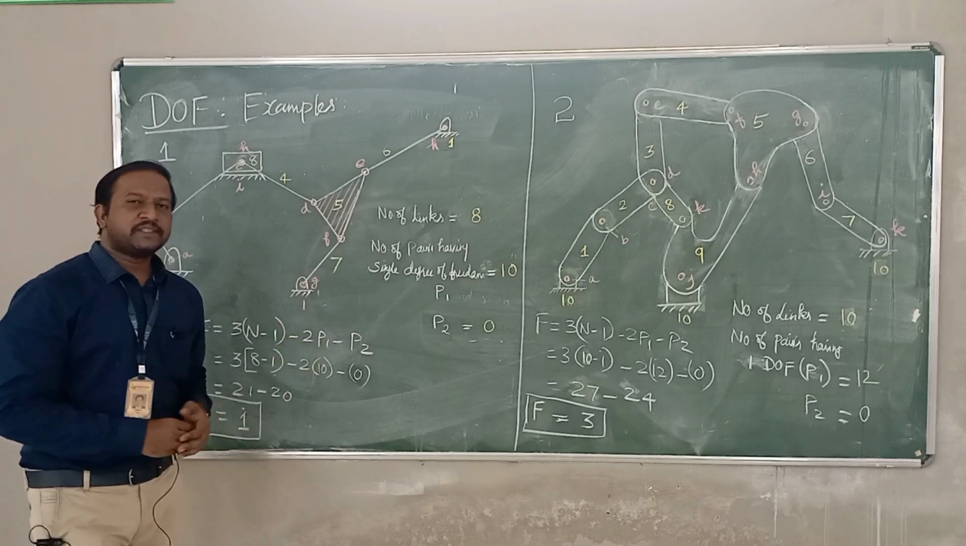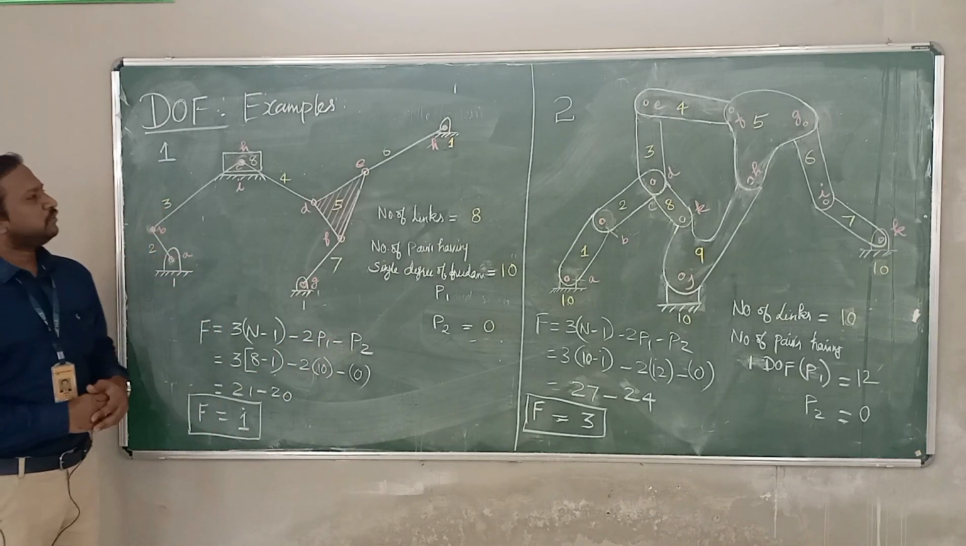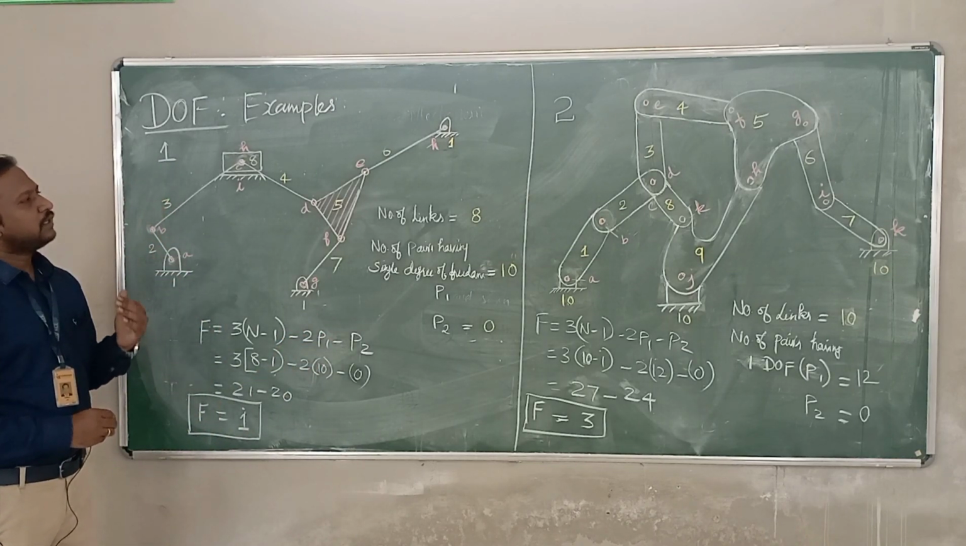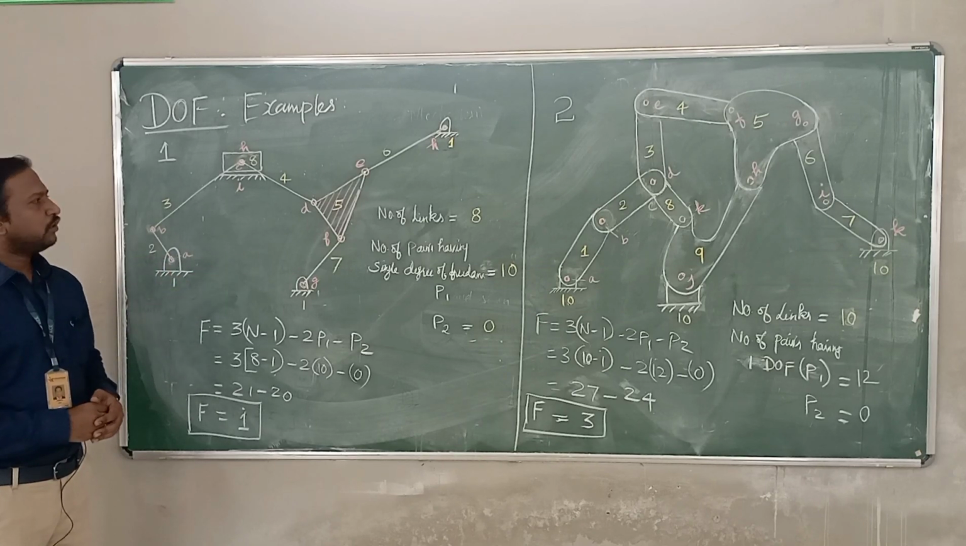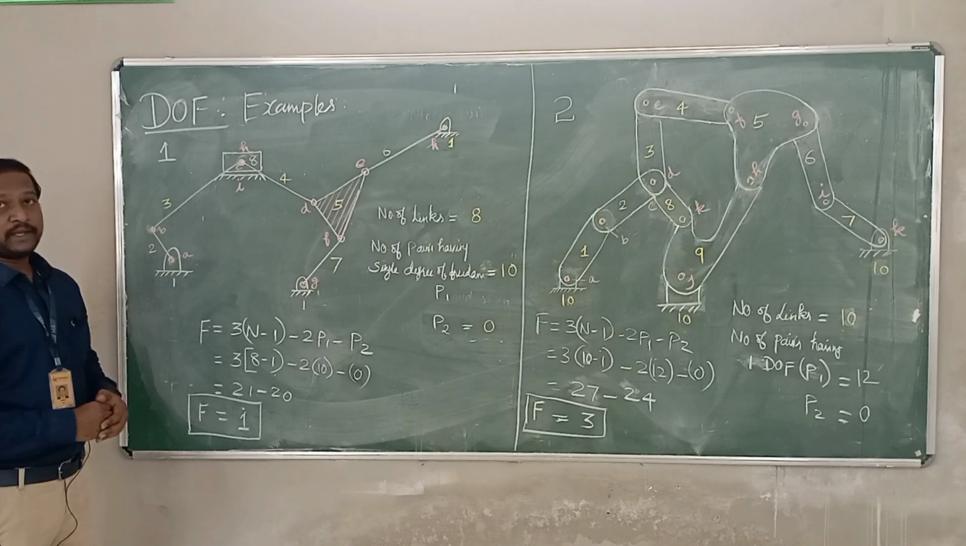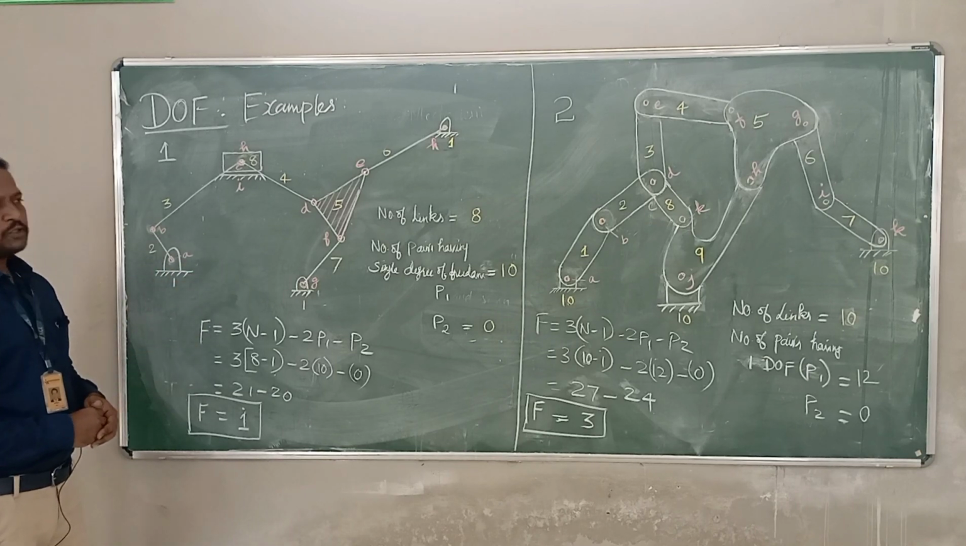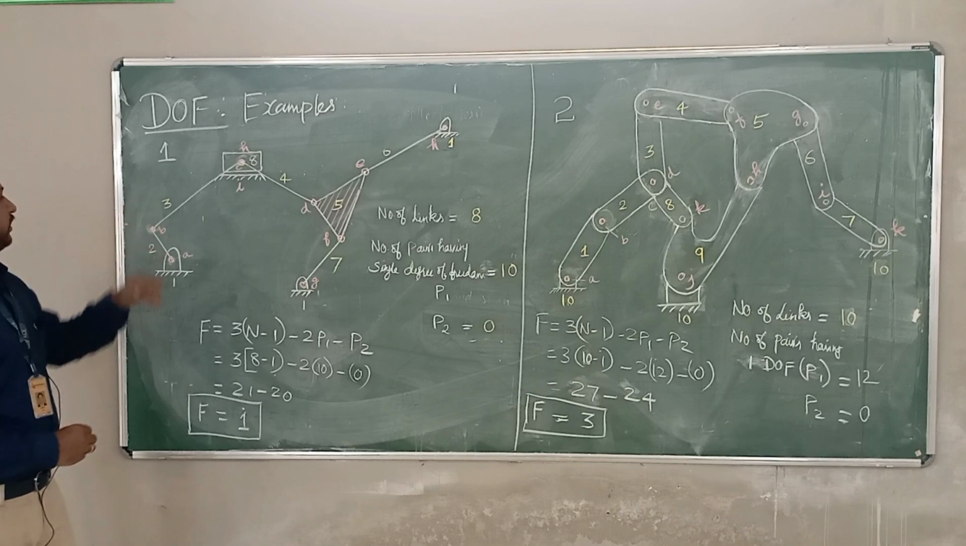Right, let me move on to this case. Just look at this mechanism. Here we are going to count how many links are in this mechanism, as well as how many lower pairs it possesses. Okay, let me start the count. Let me start this way.